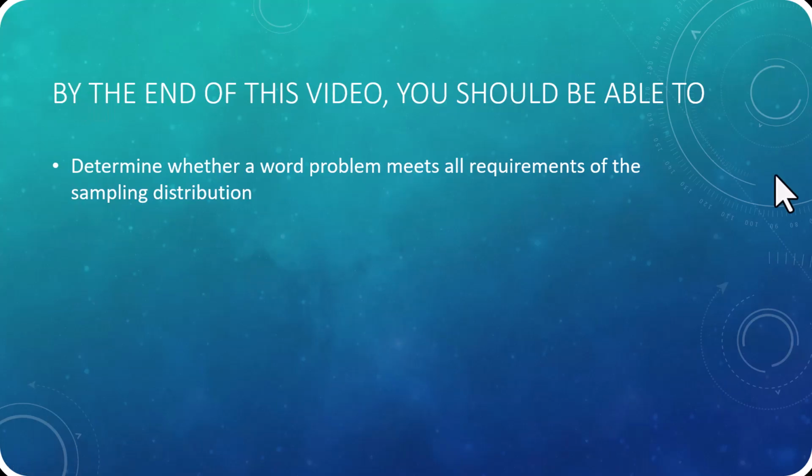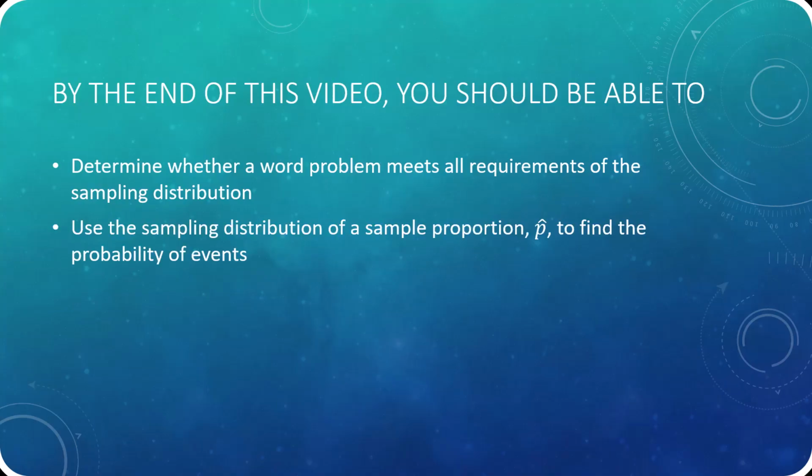By the end of this video, you should be able to determine whether a word problem meets all requirements of the sampling distribution and use the sampling distribution of a sample proportion, p hat, to find the probability of events.